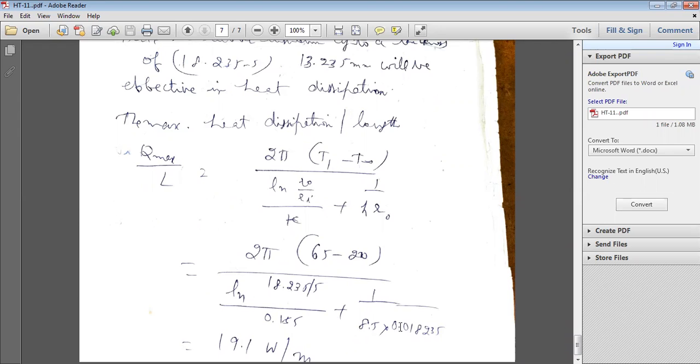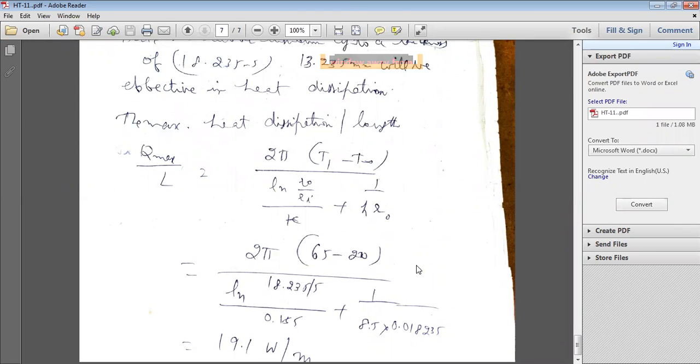meters only. Here you have to substitute in meters. Why? Single value. Very, very important. You have to substitute in meters here. Because it is a ratio, that's why I have taken mm. Don't worry about this, mm by mm got cancelled. But here it is a single value, so meters. So the outer radius, you have to take the value in meters only. All of you listen very carefully. Meters only. That is Ro in meters, 0.018235. So if you calculate this, 19.1 watt per meter length.